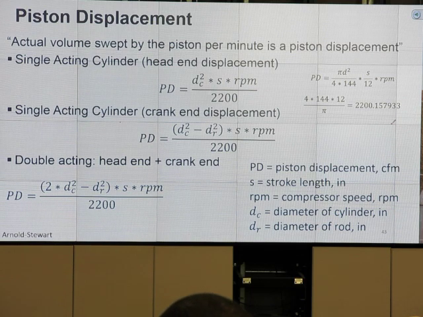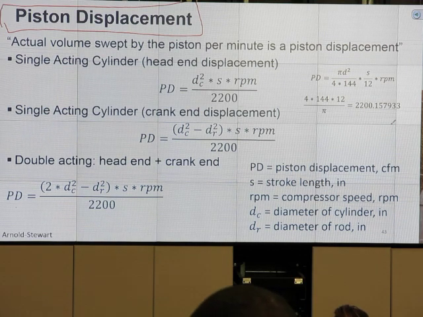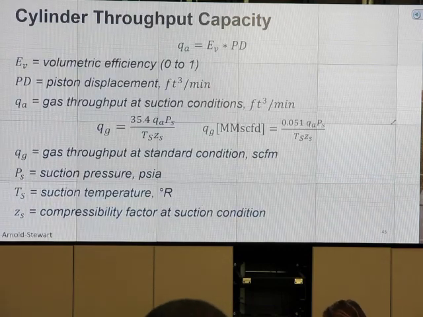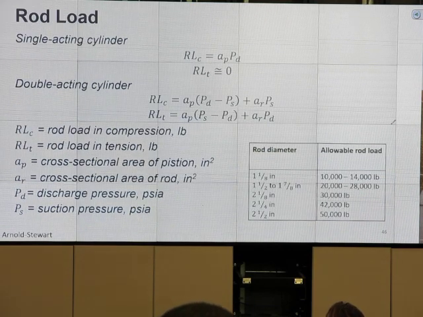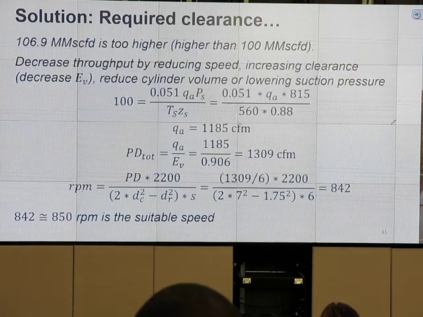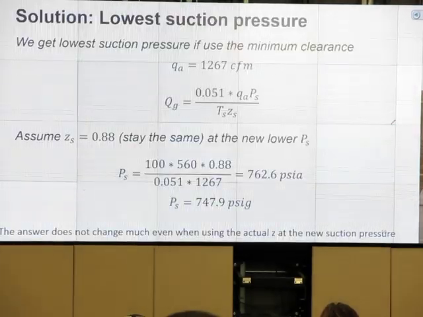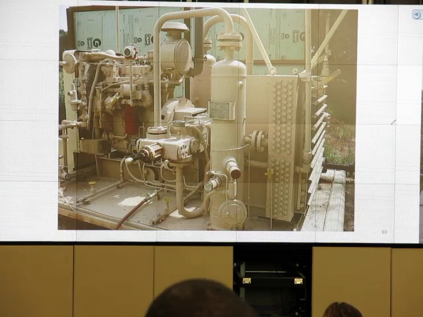Next part is about piston displacement calculation. When we have a piston inside the reciprocating unit, we have to calculate how much the actual piston displacement is. This slide shows you how to do this, and the next one is about total throughput and load, and at the end there's a calculation example. You will probably read it through and do some homework on this. It's quite a lot, but I'll show it step by step, or maybe we talk more about that next time.